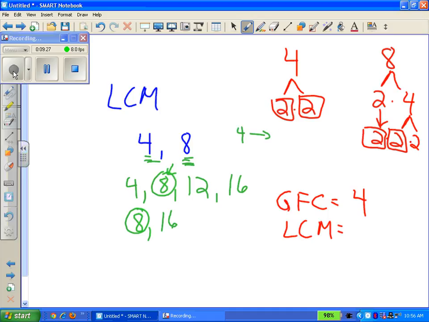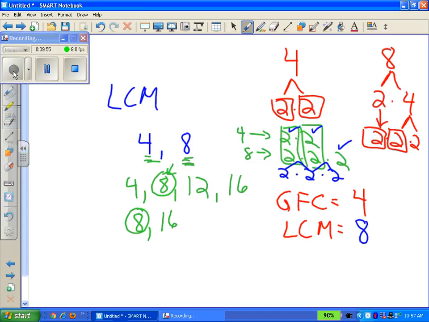I'm going to line up. Let's see, for 4 I have 2 times 2, and for 8 I have 2 times 2 times 2. They have this 2 in common, which I can use once. They have these 2 2's in common, and then that 2. So, using a lot of color coding here. So let's check this off. This would be 2 times this 2 times this 2. 2 times 2 is 4, and 4 times 2 is 8.